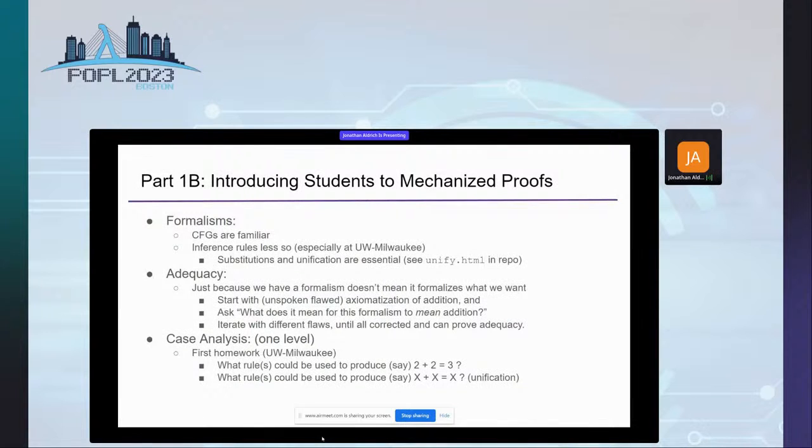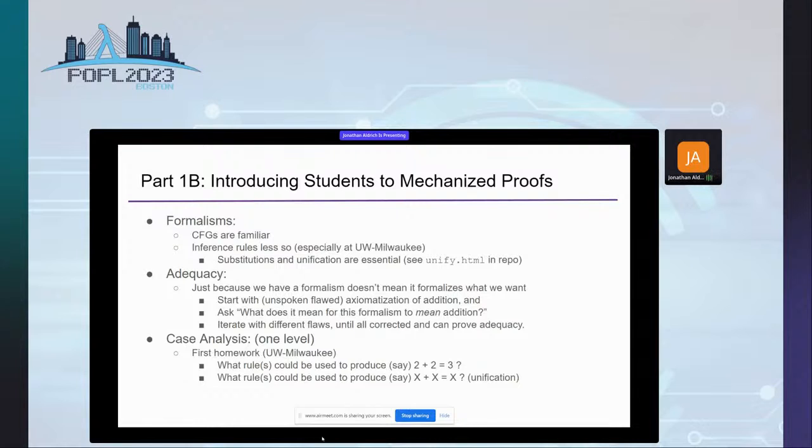So, trying to introduce students to proving. I find that students will know context-free grammars. We have a prerequisite course that teaches that, and they may have seen inference rules, but I find that students don't really understand what inference rules are, at least my students. And the idea that you need to know substitutions and unification. Often the prerequisite course will mention unification, but getting people to have a real intuition of that can be difficult.